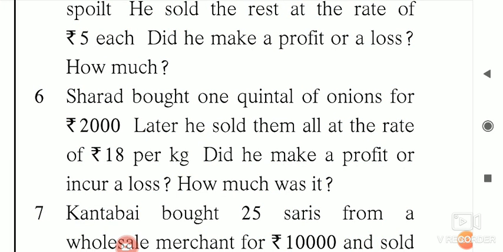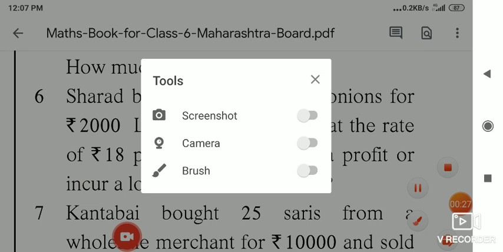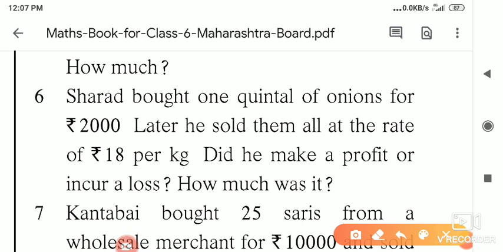The example is: Sharad bought 1 quintal of onions for rupees 2000. First of all, 1 quintal means how much? 100 kg. That you must keep in your mind: 1 quintal is equal to 100 kg. Later he sold them all at the rate of 18 per kg.